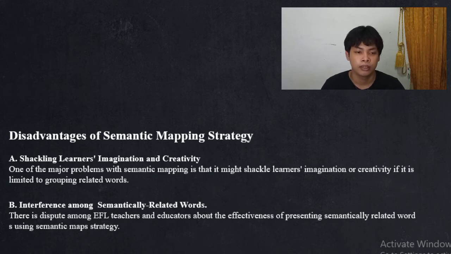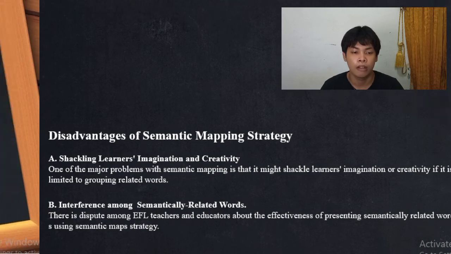And the next, interference among semantically related words. There is dispute among teachers and educators about the effectiveness of presenting semantically related words using the semantic map strategy. While proponents approve this strategy, opponents argue that the presentation of semantically related words enhances interference among them.